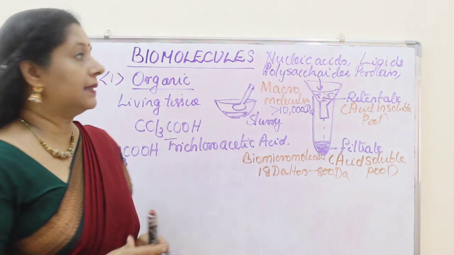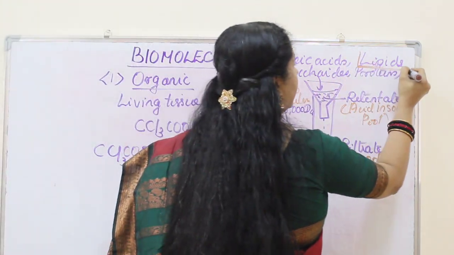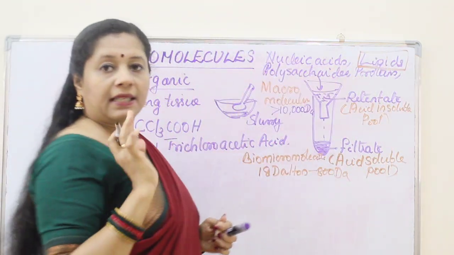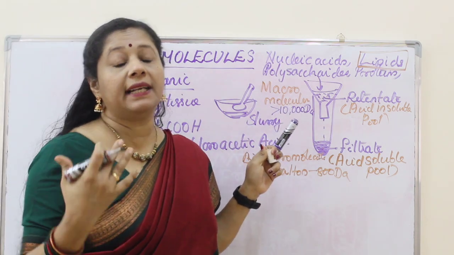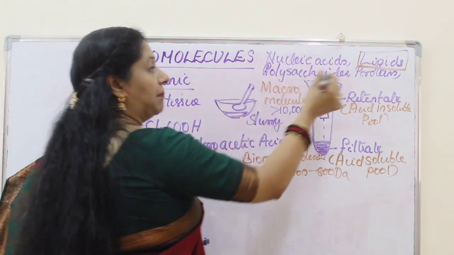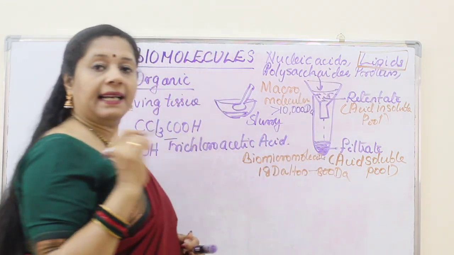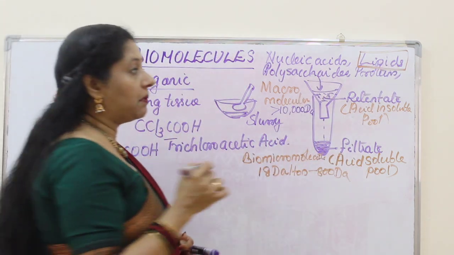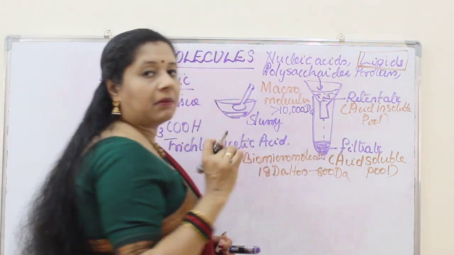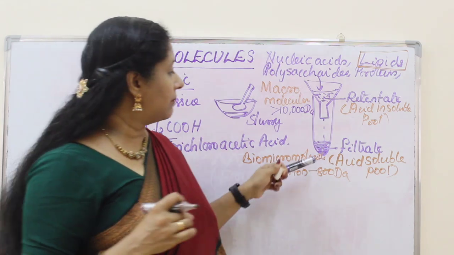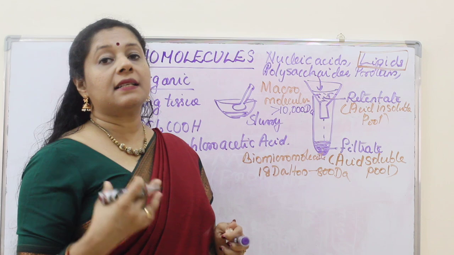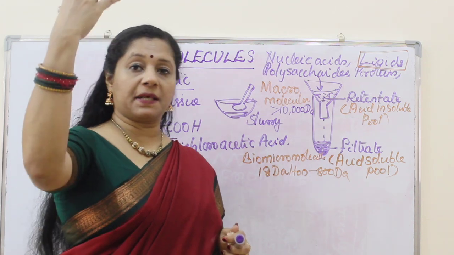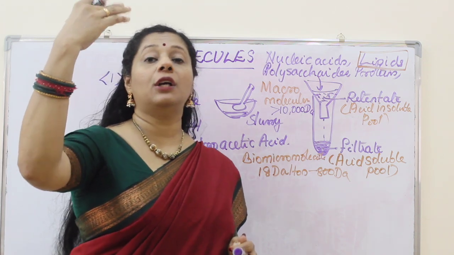But here the lipid is slightly different from the rest. The rest are all purely macromolecules with a molecular weight of more than 10,000 Dalton. But lipids have a molecular weight of less than 800 Dalton. So where should it come? It should come to the filtrate. But unfortunately, it did not come to the filtrate. So this is a question: even though lipid is a micromolecule, why is it present in the acid insoluble pool?